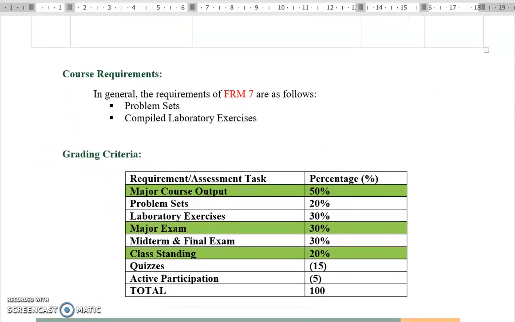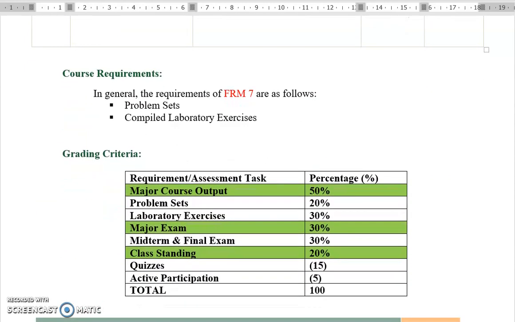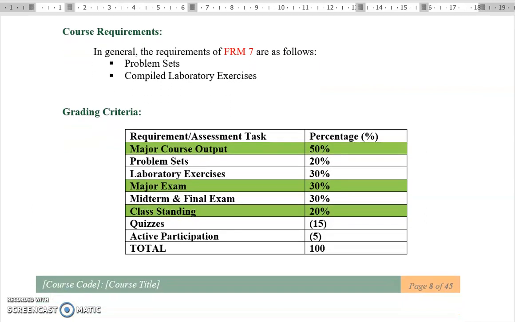Now for the course requirements, I will be requiring you at the end of the semester to submit problem sets. I will be giving you problem sets and compiled laboratory exercises. At the end of the semester, you should have complete problem sets or compiled laboratory exercises. Now, unlike in my previous classes or courses that I handled, our grading criteria for the semester is different, because this is the breakdown of our grading criteria. Our major course output is equivalent to 50%.